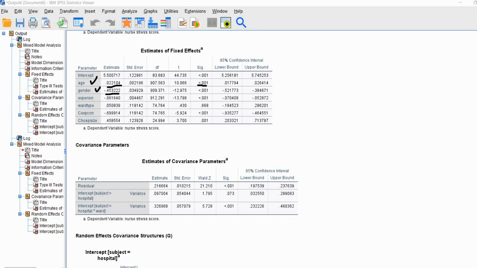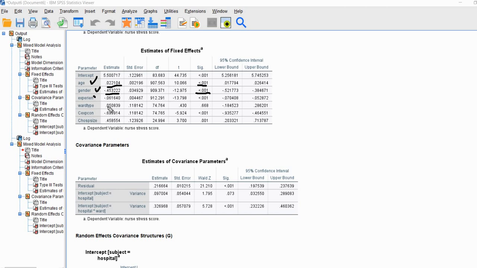Remember that it was coded 0 for male and 1 for female. And given that negative regression slope that you see right there is basically indicating that females had lower stress than males. And you can see that the difference between those two groups is statistically significant.